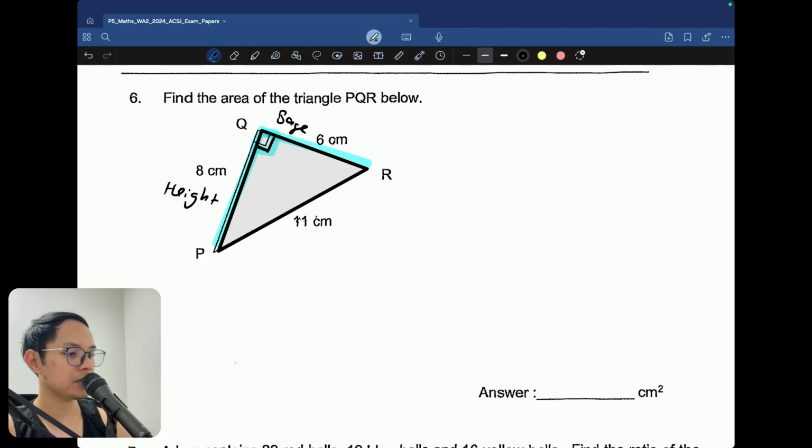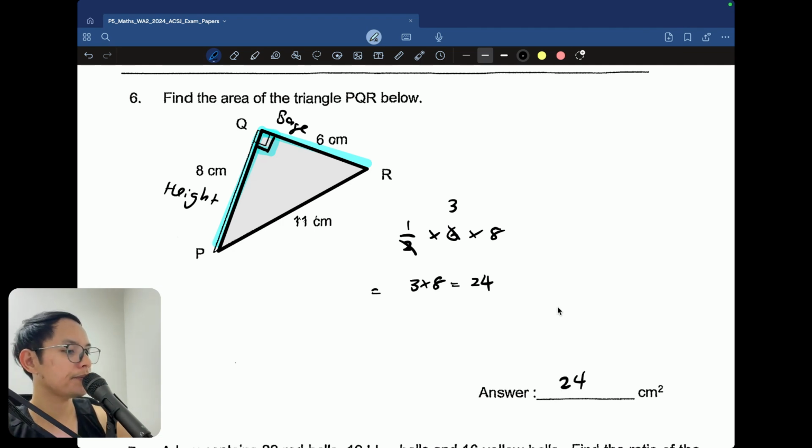So what you need to do is you just have half times the base, 6, times the height, 8. And then you can just divide. So 6 divided by 2 is 3. So 3 times 8 is 24. So the answer is 24 centimeter square.